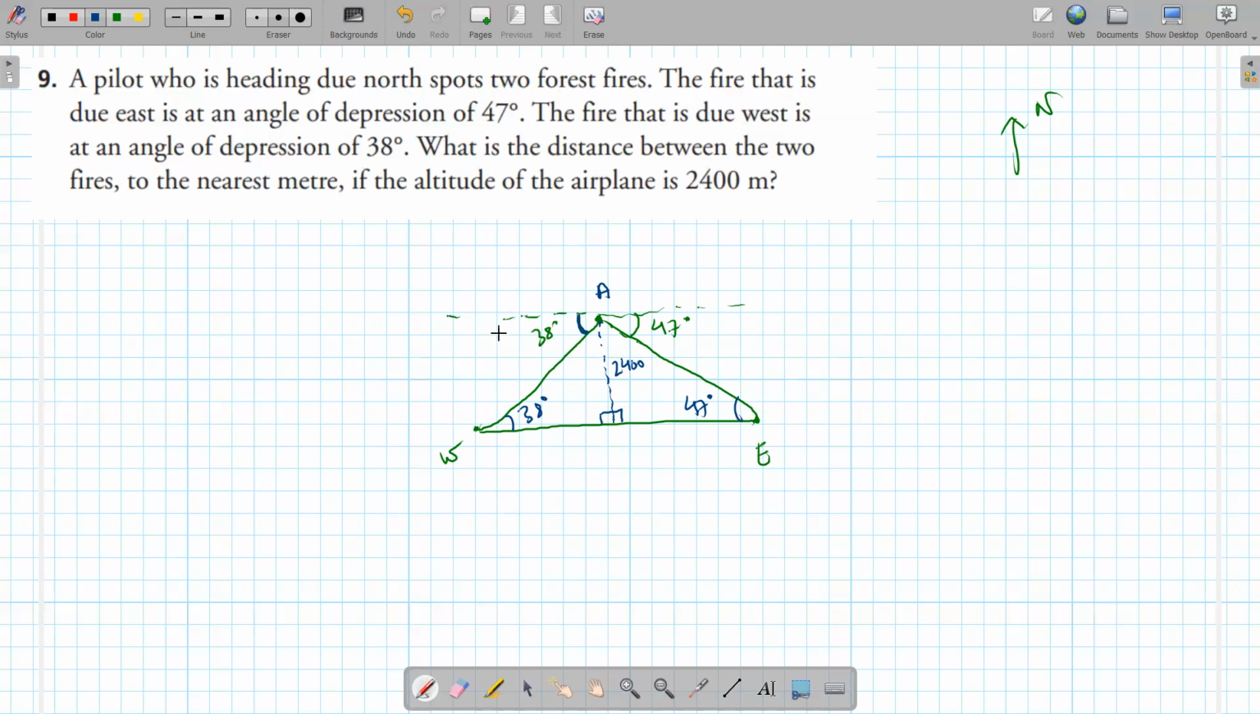So which side length is the unknown here? The first fire is here, the second fire is here, right? We're looking for WE, okay? WE is our unknown. So what's the approach in this question?